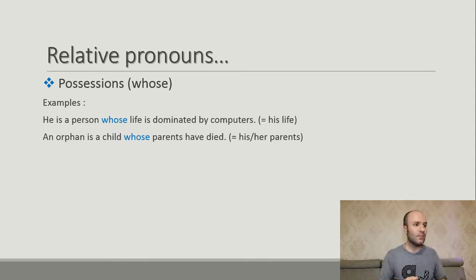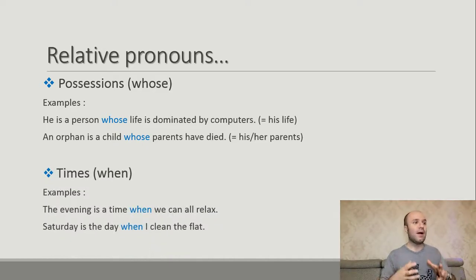Good. So, when we want to speak about times, we use when. Easy. Examples: the evening is a time when we can all relax. Saturday is the day when I clean the flat. Okay, so we were speaking about the time, about the evening in the first sentence, and about a day in a week, which is Saturday, in the second sentence. So we use when.